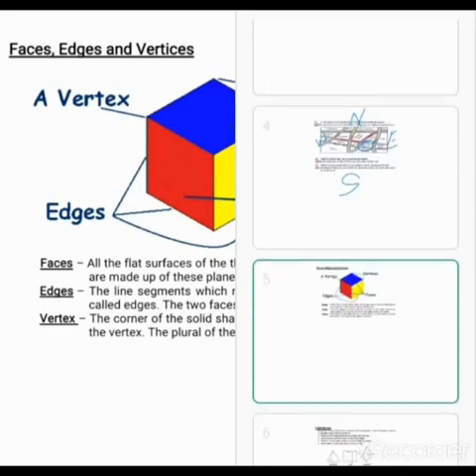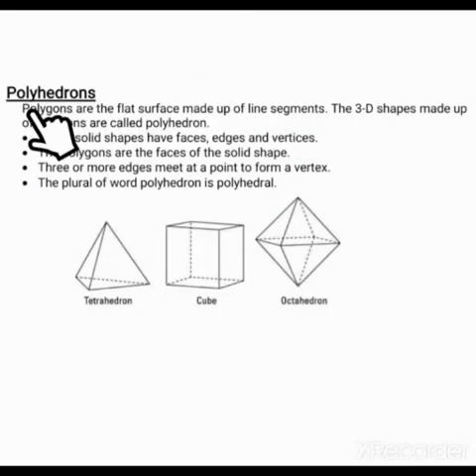Now students, come to the next point. Polyhedrons. Polygons are the flat surfaces made up of line segments. The 3D shapes made up of polygons are called polyhedrons. These solid shapes have faces, edges and vertices. Second, the polygons are the faces of the solid shape. Three or more edges meet at a point to form a vertex. The plural of the word polyhedron is polyhedra.